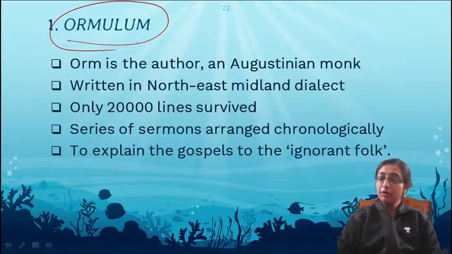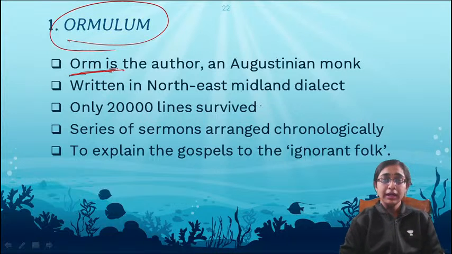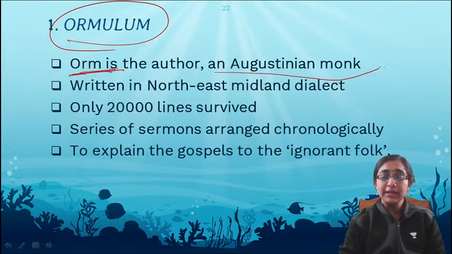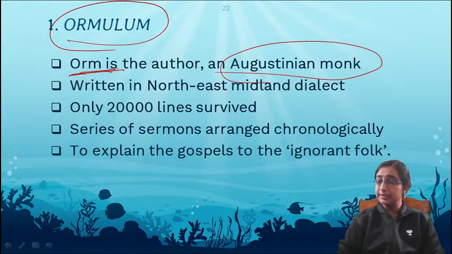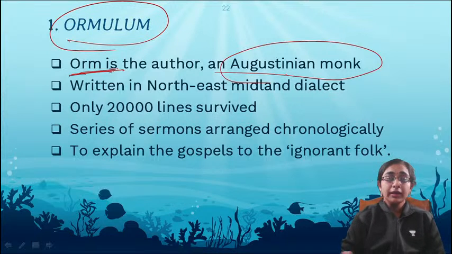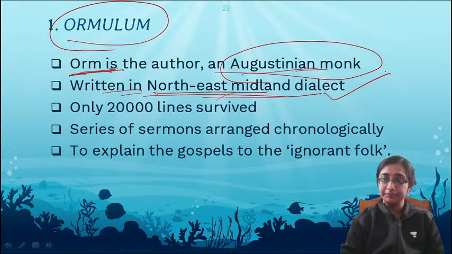Now, what is Ormulum? Orm is the name of the author. Who is Orm? Orm is an Augustinian monk. That's why I have said that it is a religious poem written by a monk. Augustinian monk, and it was written in Northeast Midland dialect.